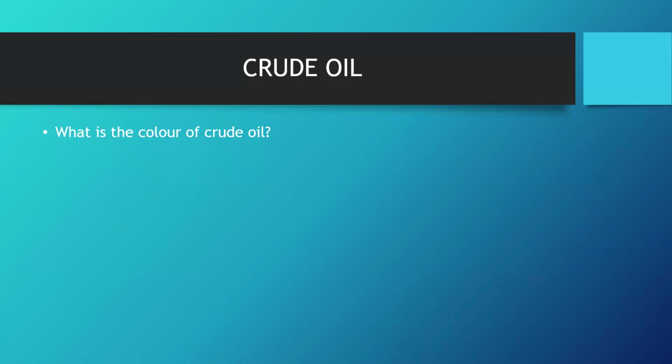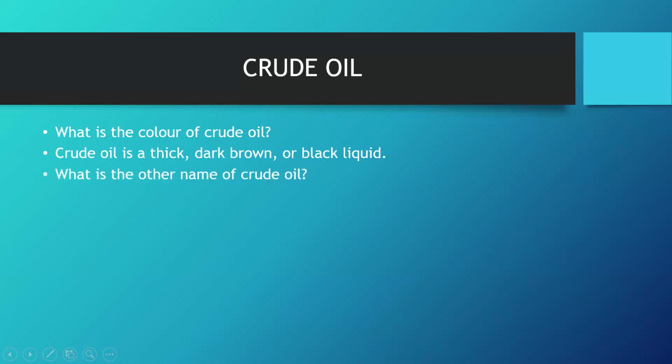So crude oil is a thick, dark brown or black liquid. And I know at least some of us have seen the documentaries of how those things are made. So what is the other name of crude oil? Who knows the other name of crude oil?